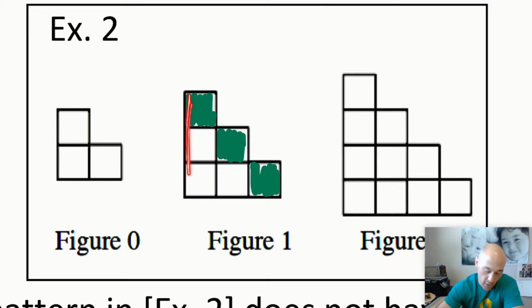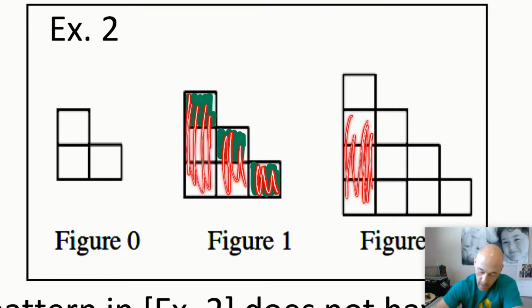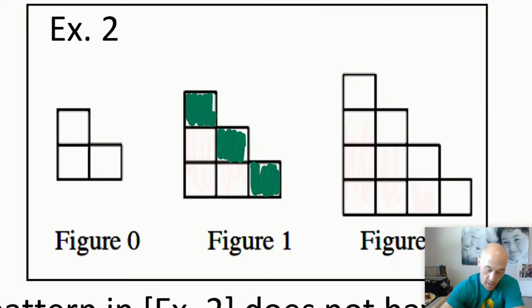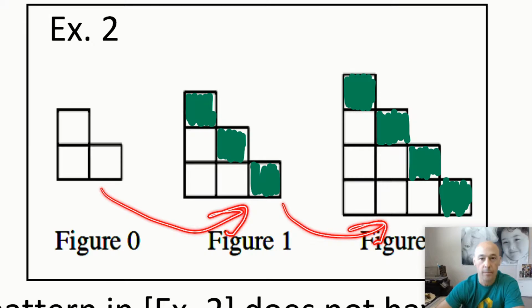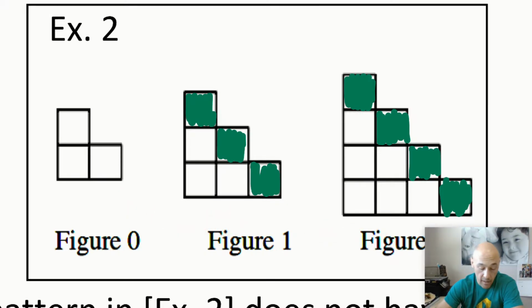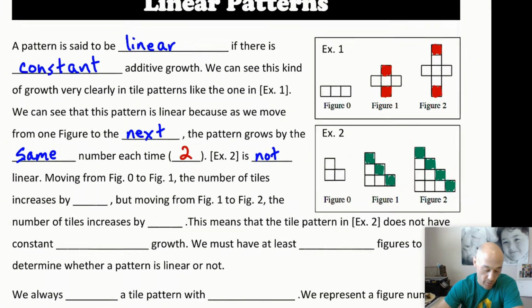Now when we move from figure 1, here's 3, 2, 1, 3, 2, 1. So all these ones along the outside here are the ones that we've added. And what you should notice is that we add 3 there, but we add 4 here. So it's not constant additive growth.